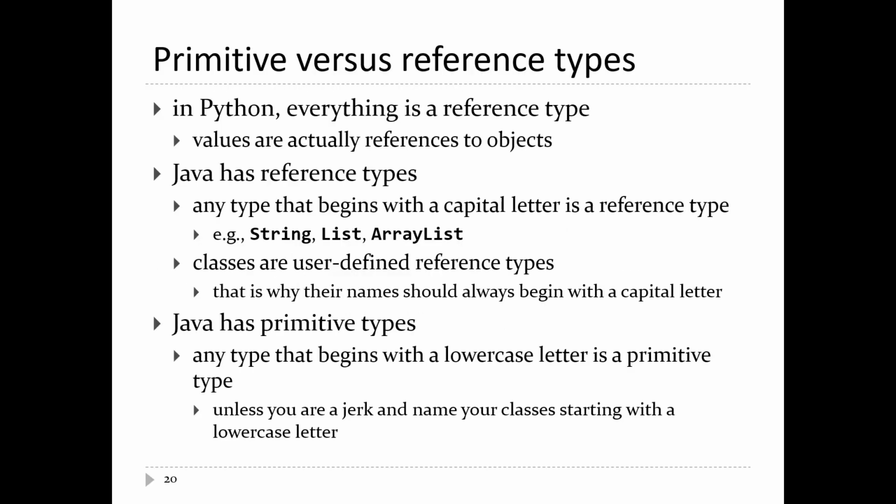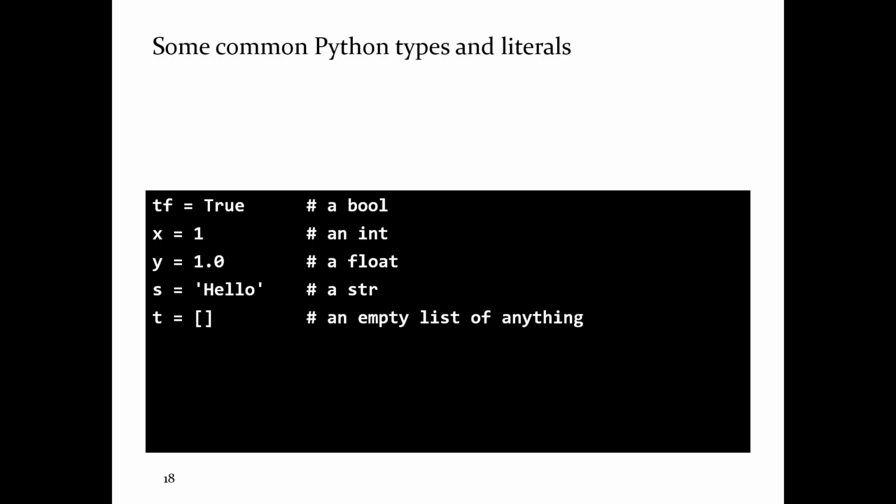In Python, everything is what's called a reference type. That means the value that a variable stores is a reference to an object. Let me back up to the Python slide here. When you write something like x gets the value 1, there's a variable called x. If you look at the value that's associated with x, that value is not the number 1 in Python. Instead, there's some object in memory that represents the int value 1, and this variable x stores what's called a reference to the object.